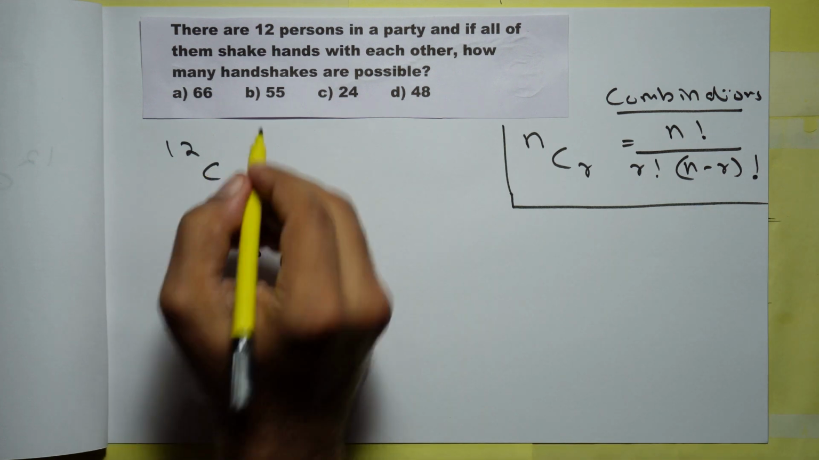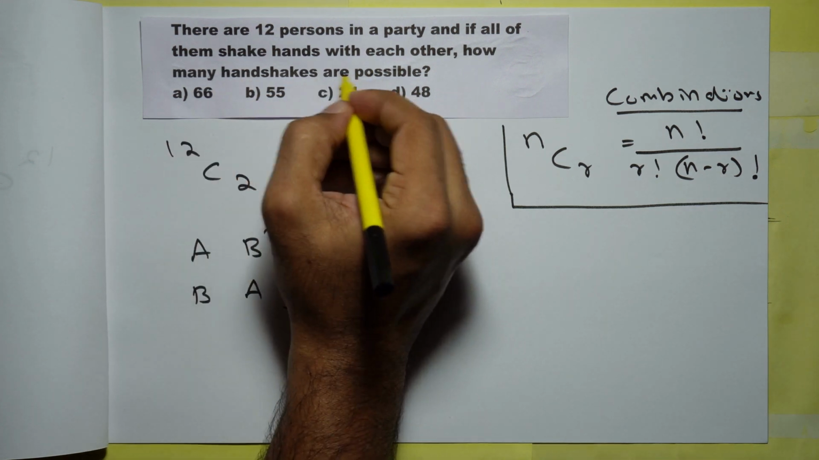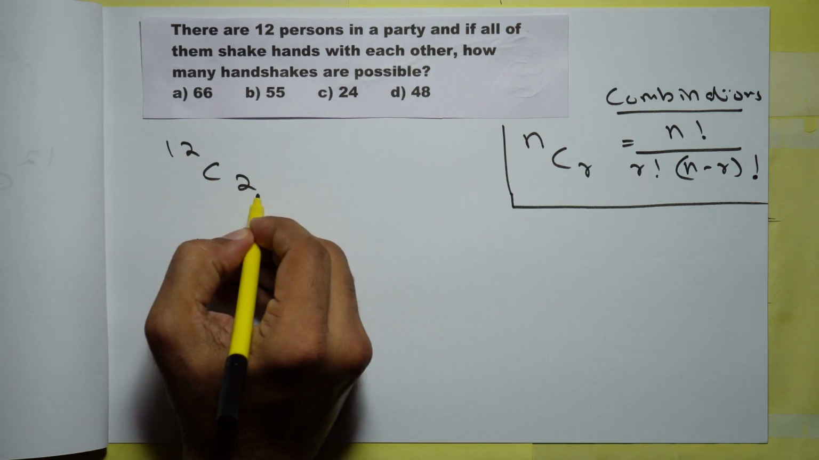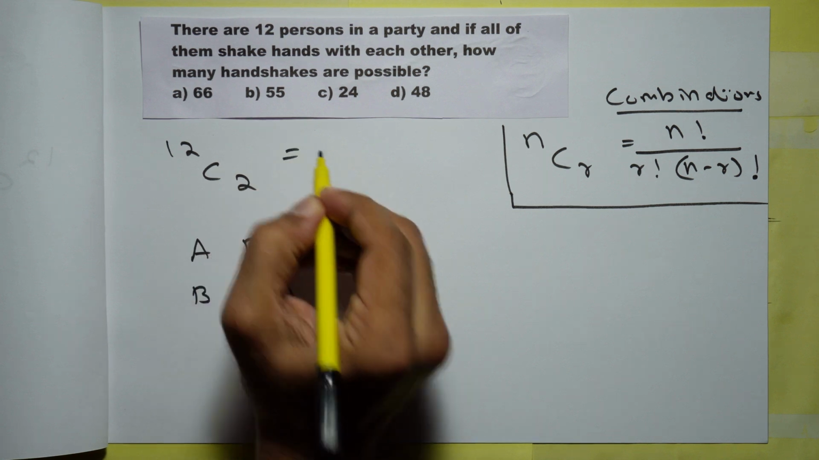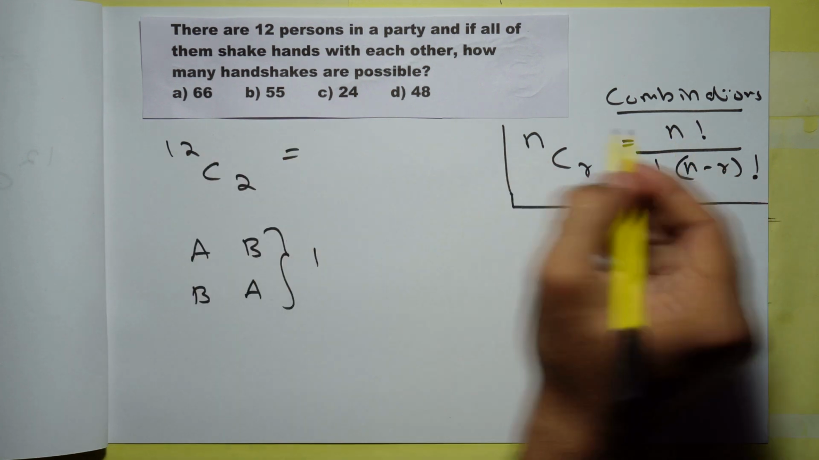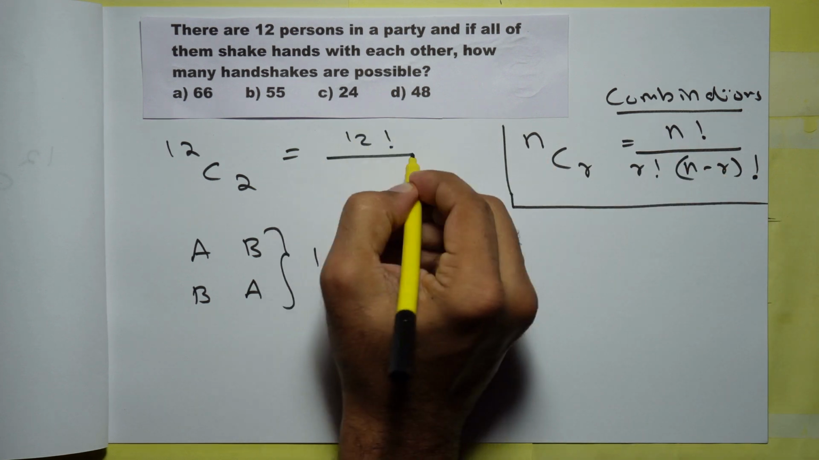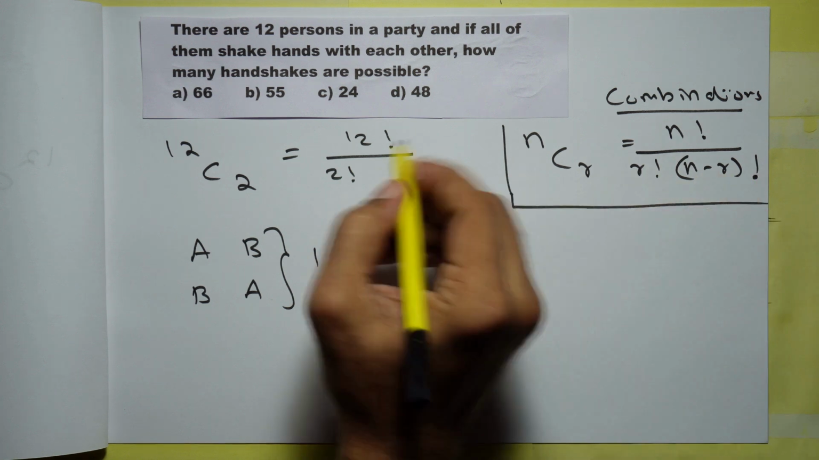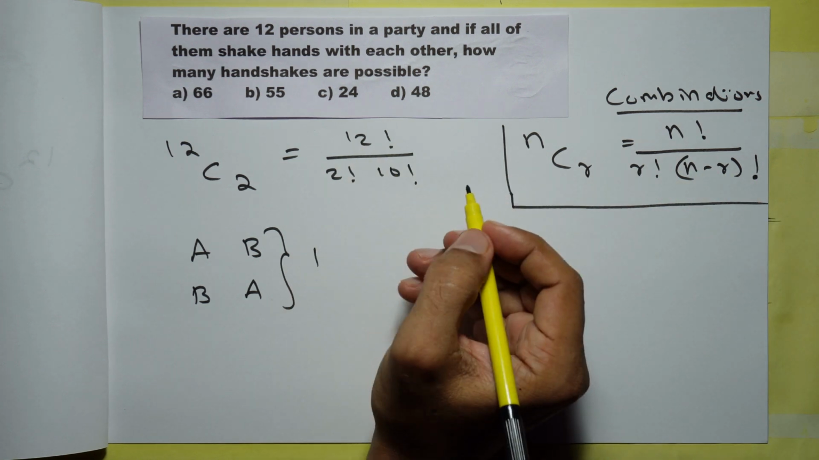So how many handshakes are possible? Requirement for a handshake is 2 people. So from 12 you need to select 2. How many outcomes are possible? So just directly substitute into this formula. Here n is equal to 12, so n factorial by r is equal to 2, r factorial into n minus r. 12 minus 2 is 10 factorial.